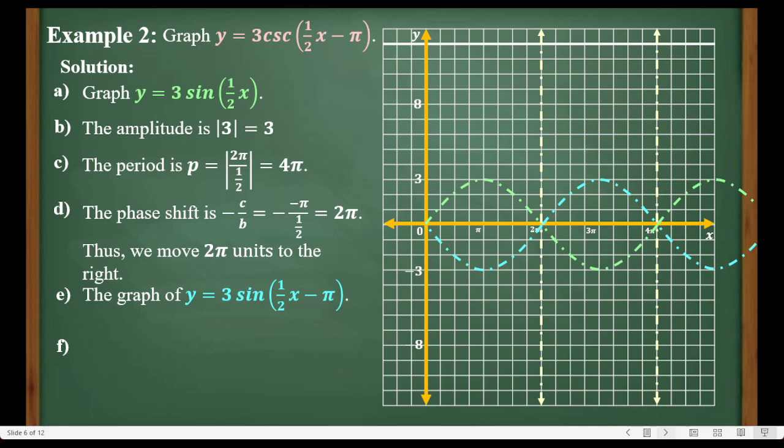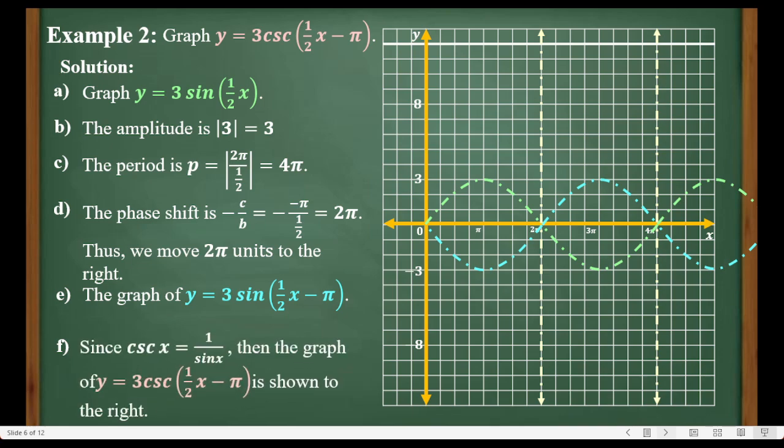Then the graph of y is equal to 3 sine of quantity 1 of x minus pi. Look at the blue graph. And then, since cosecant of x is 1 over sine of x, the graph of y is equal to 3 cosecant of quantity 1 of x minus pi is shown to the right.